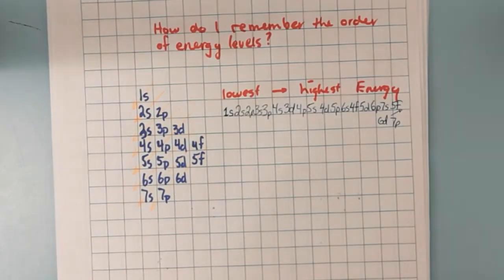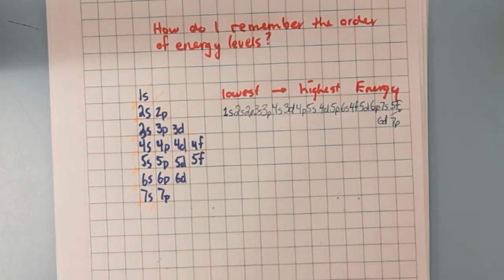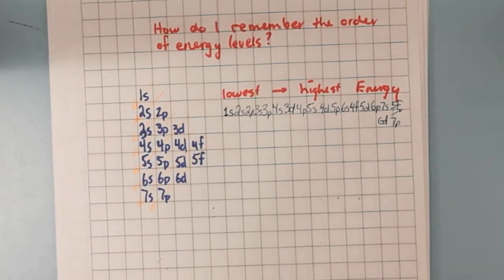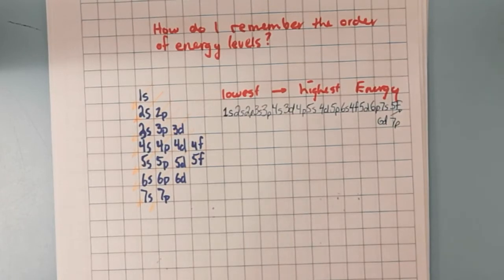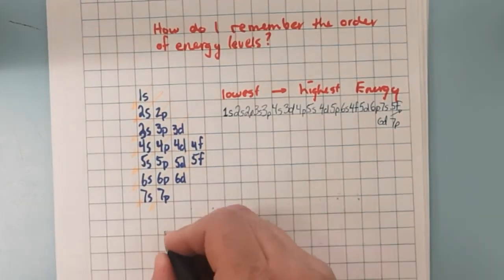Sorry, I ran out of space there. All right, so that's the order of energy levels. So if we were to be asked to write the ground state electron configuration for, say, bromine, let's do an example.